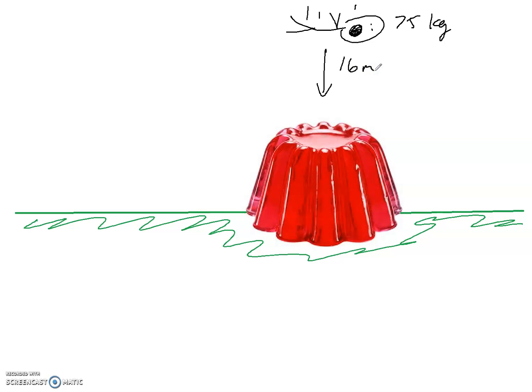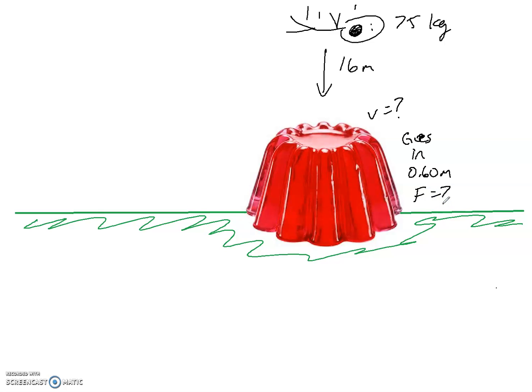So we're going to find out a couple things. First of all, we are going to find out how fast he is going when he actually hits the jello. And the second thing we're going to find is, let's say he goes into the jello, let's say he goes in 60 centimeters or 0.6 meters. So what force actually stopped him when he hit the jello?